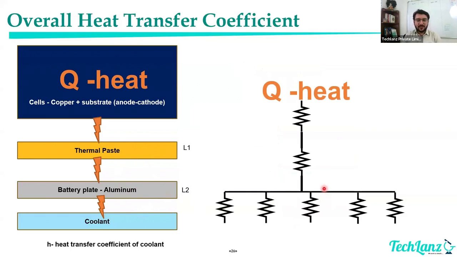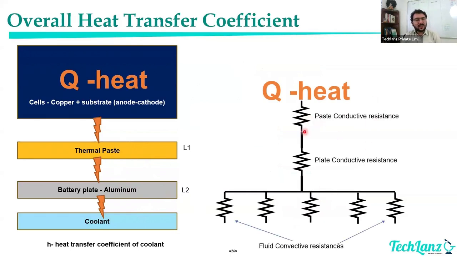So at a circuit level, you have the paste conductive resistance, which is already there over here, right? Then you have plate conductive resistance, right? Then you have a heat transfer coefficient, which is coming by these components, right? So this is conductive resistance and this is convective resistance. You have to model all these components cell by cell or module by module. That depends on the discretization which you are doing on the simulation level, right?